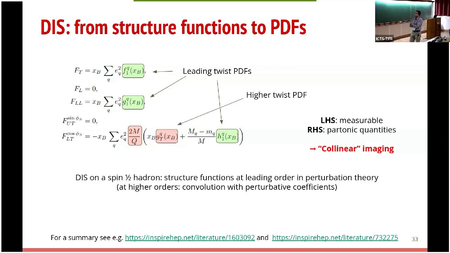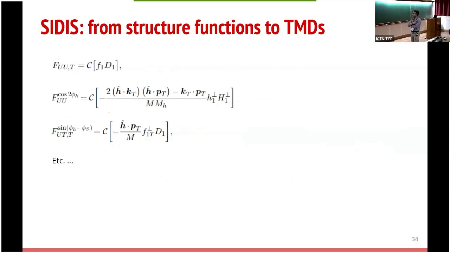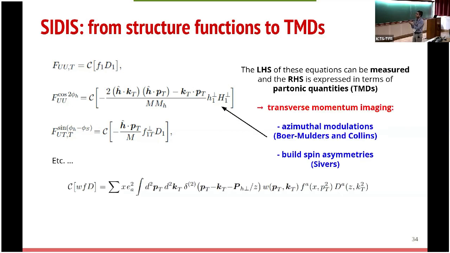These are examples. This G_T here is an example of a higher twist distribution, which is suppressed by a factor M over Q. If you want to measure transverse momentum, you have to go to semi-inclusive DIS and measure the transverse momentum of the hadron in the final state. For example, in this case, you have the unpolarized structure function, which is a convolution of the unpolarized TMD PDF and the unpolarized TMD fragmentation function, where the convolution is defined in the way that we discussed previously.